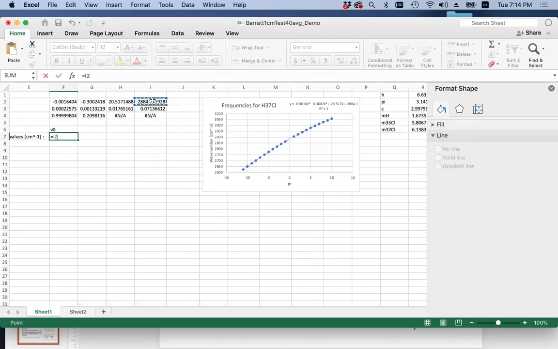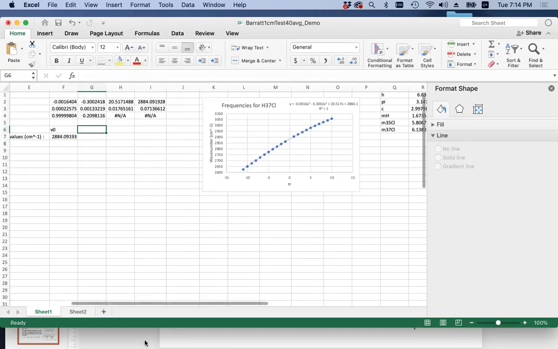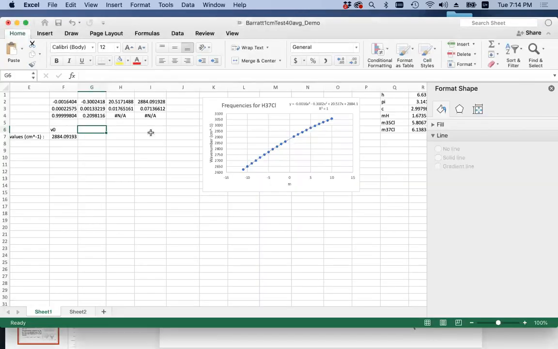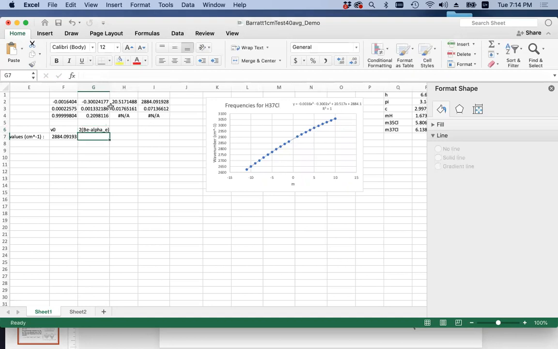So this guy. Okay, the next parameter is going to be the coefficient of the linear term in M. So this coefficient is actually going to be equal to 2 times the B coefficient minus the A coefficient, or the alpha coefficient, sorry. So I'll label this 2 times BE minus alpha E. And that's going to be this 20.5 wave number value.